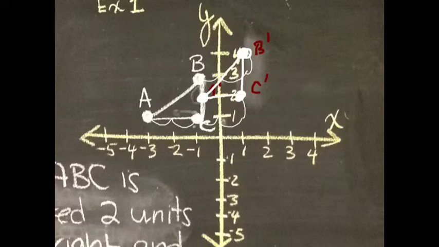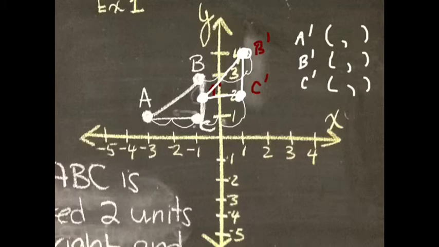We weren't asked merely to draw it, we were actually asked for the new coordinates. So let's list the coordinates now. A was at -3, +1, but now A prime is at -1, +2. B was originally at -1, +3, but now it's at positive 1, positive 4. C was originally at negative 1, positive 1. Now it's at positive 1, positive 2. Notice when you shift to the right, you are adding to the x coordinate, and when you shift up, you are adding to the y coordinate.